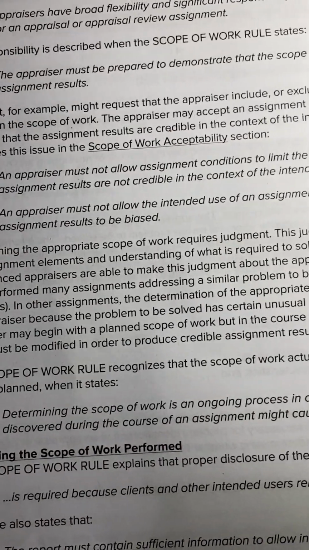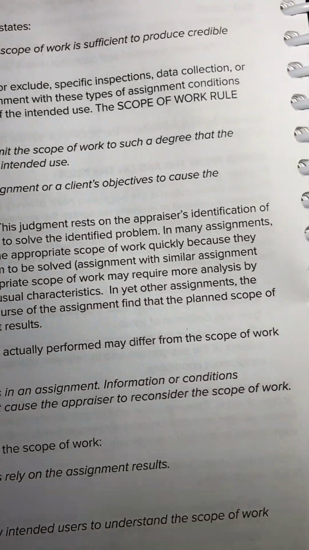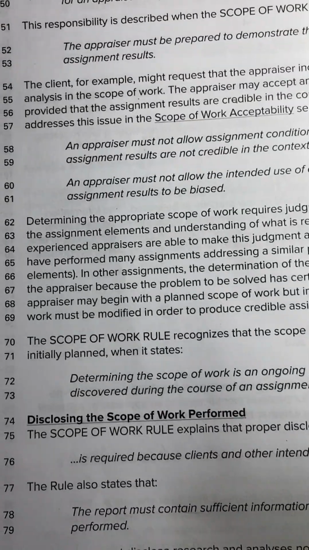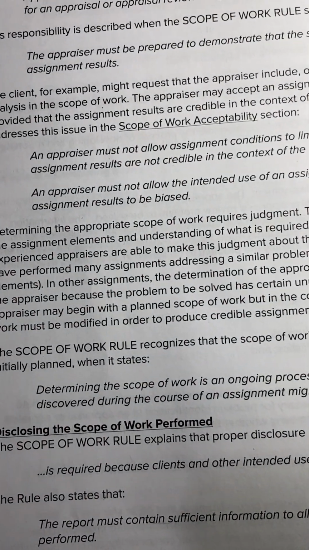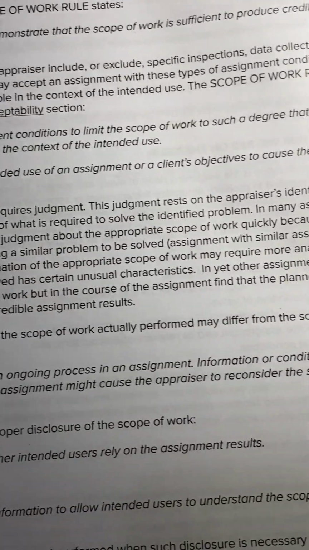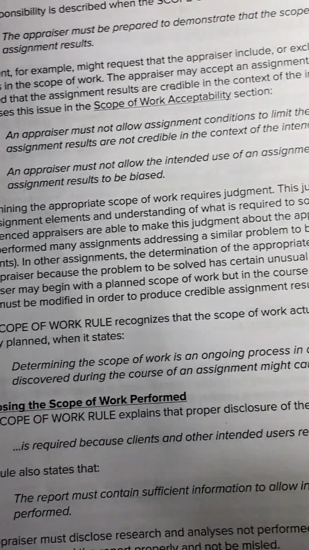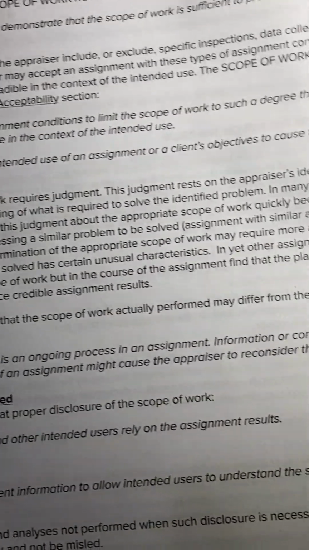The scope of work rule recognizes that the scope of work actually performed may differ from the scope of work initially planned when it states, determining the scope of work is an ongoing process in an assignment. Information or conditions discovered during the course of an assignment might cause the appraiser to reconsider the scope of work.